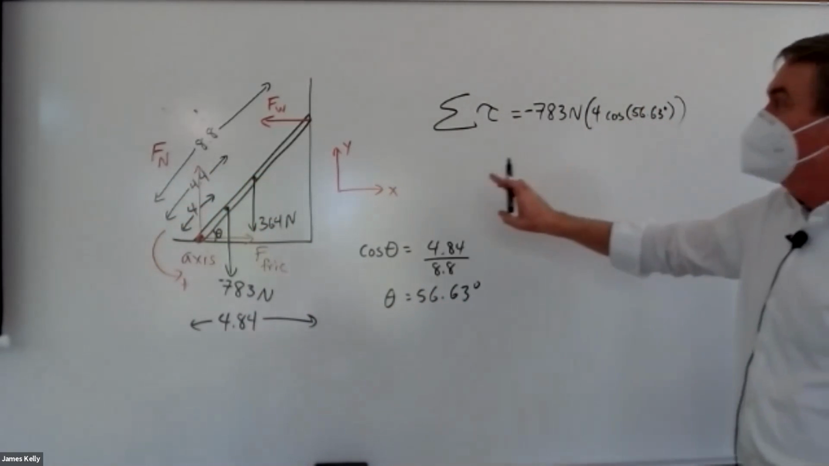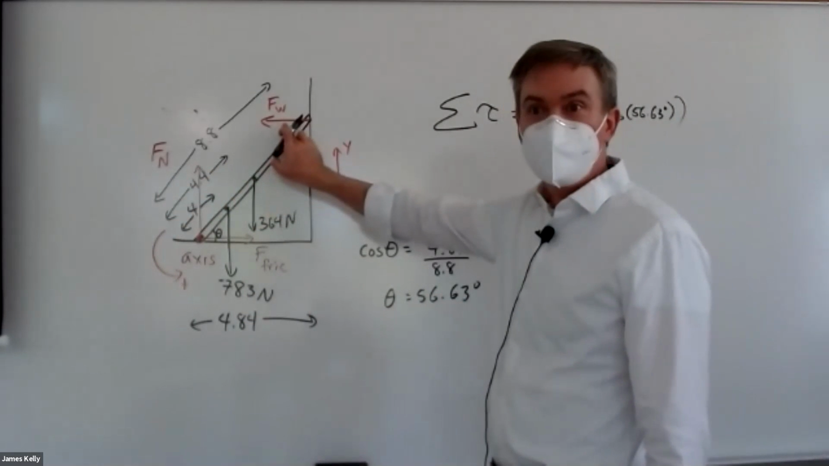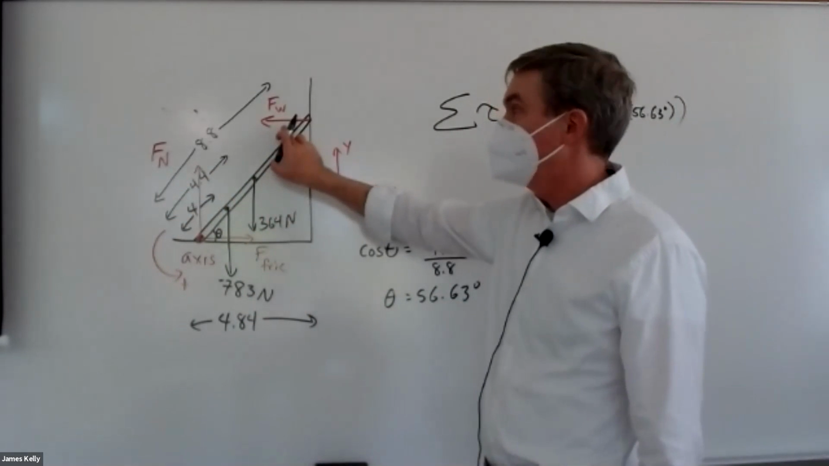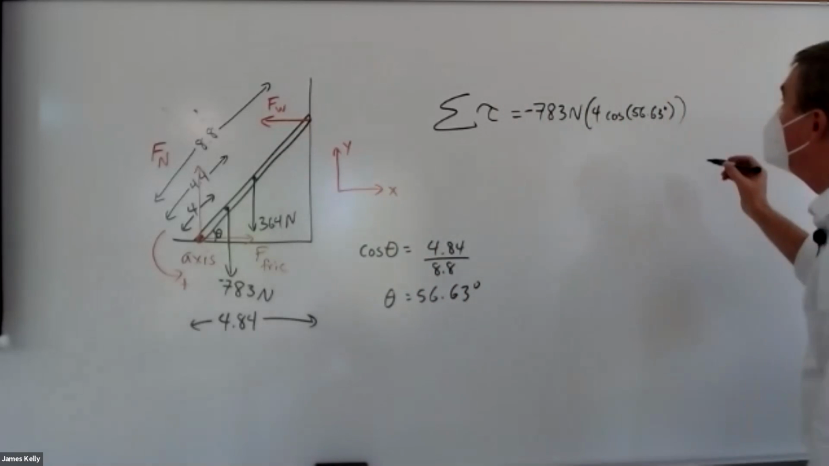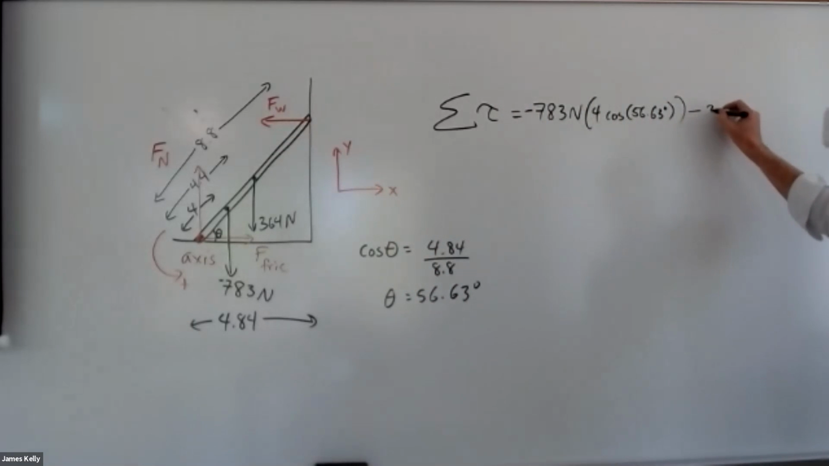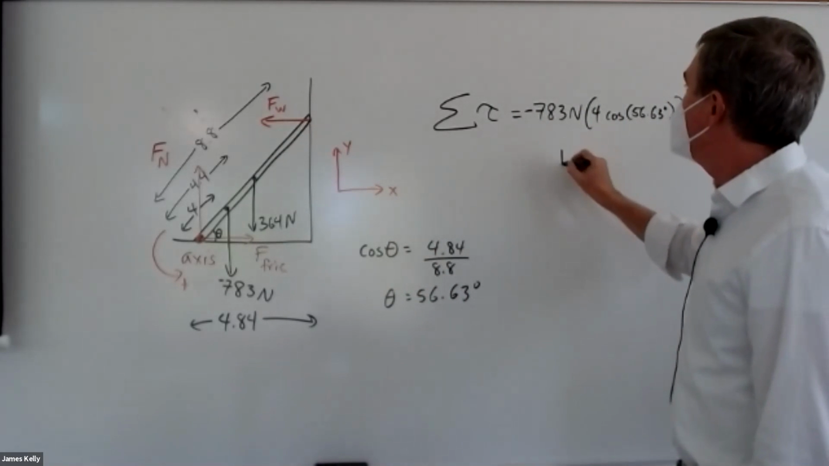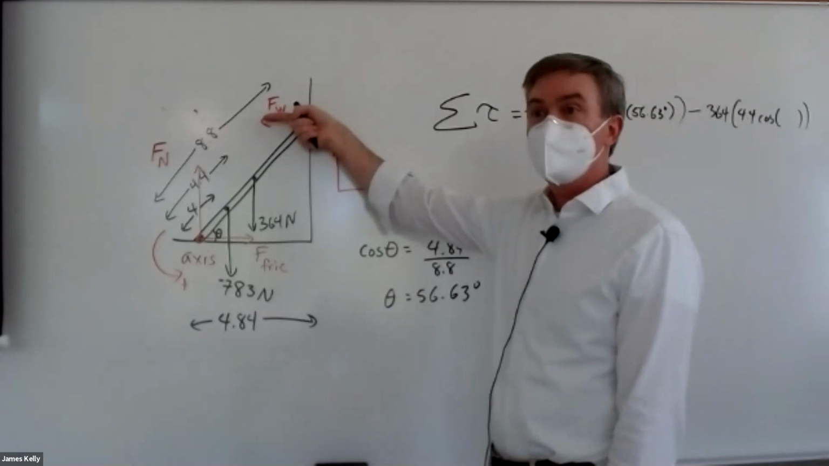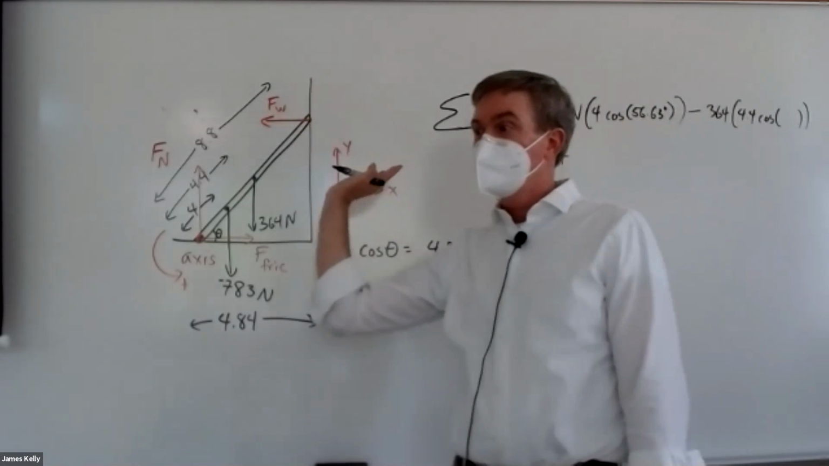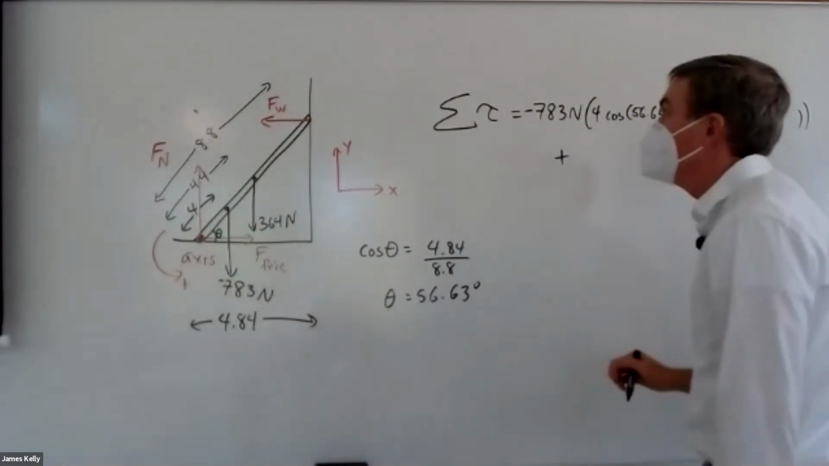Okay, that's one torque. This is exerting a torque, and this is exerting a torque, right? Negative, negative, and positive. So let's put those in. Minus 364 times 4.4 times the cosine of that same angle. And I'm about to run out of screen space, so I better move over here. Plus, this is going to be a positive torque, right? Because it's trying to twist it around in that direction.